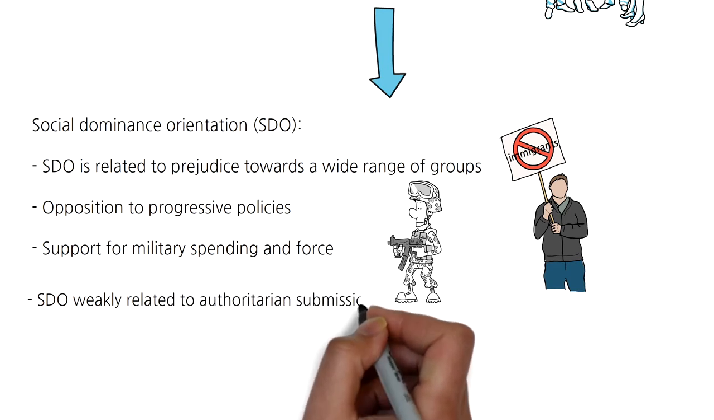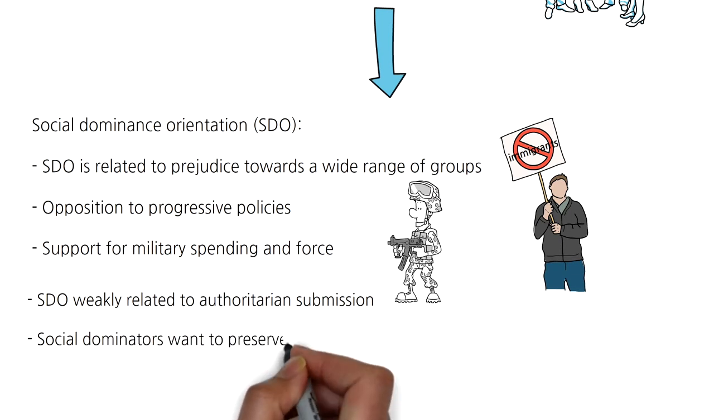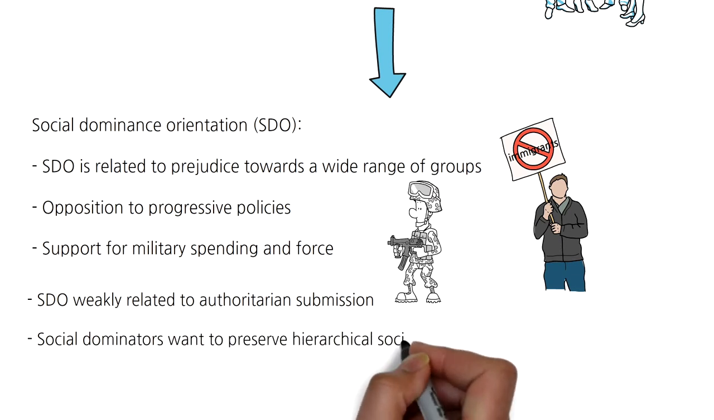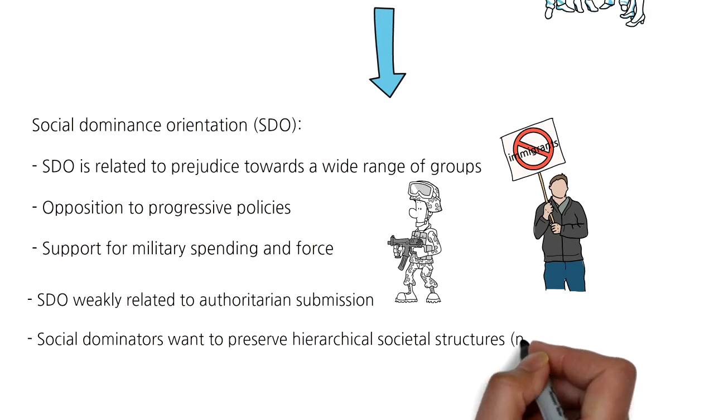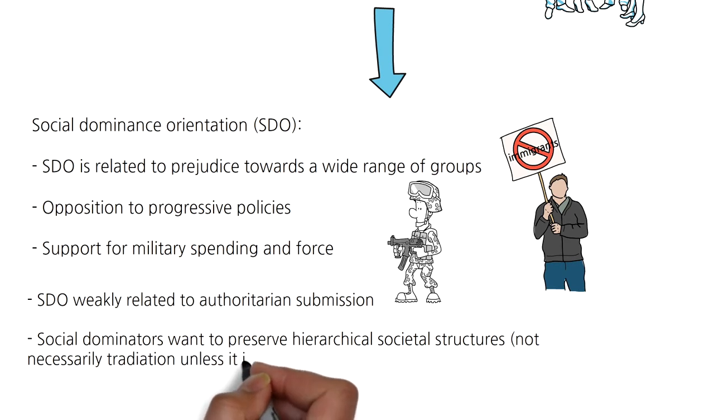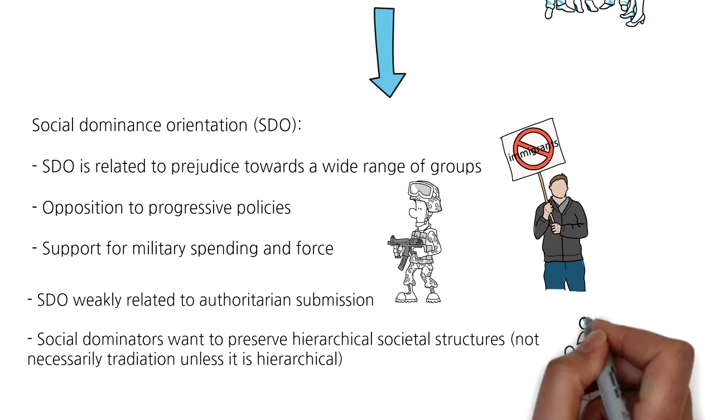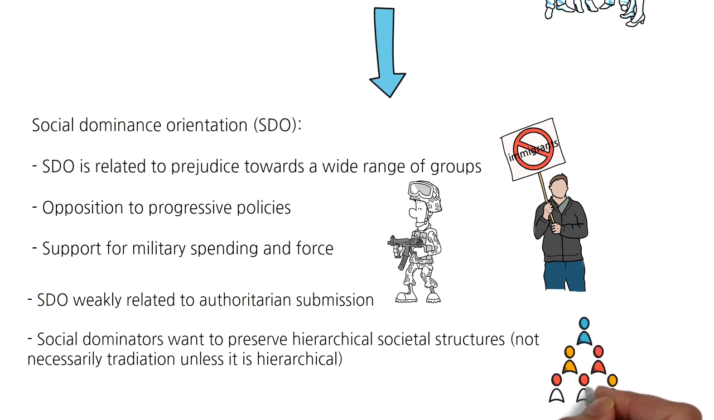Both the SDO and the RWA are positively interrelated, but are too weakly correlated to suggest that both variables represent the same construct. The SDO is only weakly related to authoritarian submission. Social dominators do not necessarily value conventions and traditions, only if these preserve hierarchical societal structures.